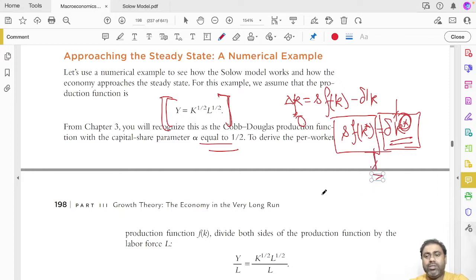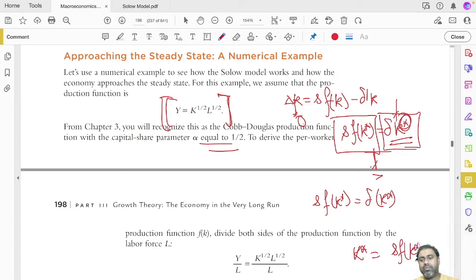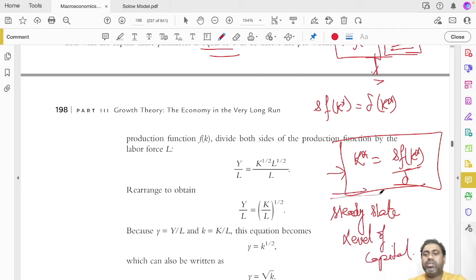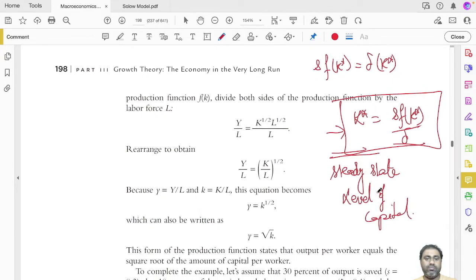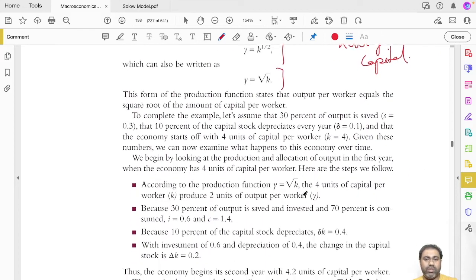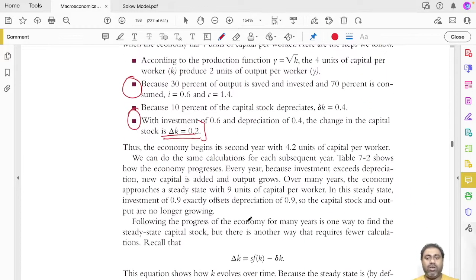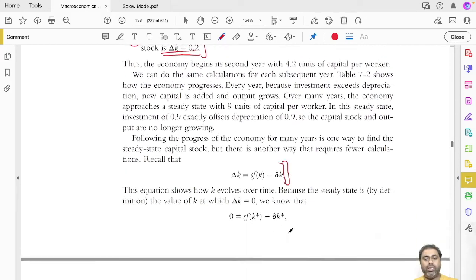And you can further keep on solving these equations, like S F K star is equal to delta K star. So you can get K star is equal to S F K star by delta. So again, this says how we get the steady state level of capital. This is the equation to get the steady state level of capital. And the same has been solved over here. So your different values which you get, and then you put in the value, and how you calculate all those things, it has been shown over here.